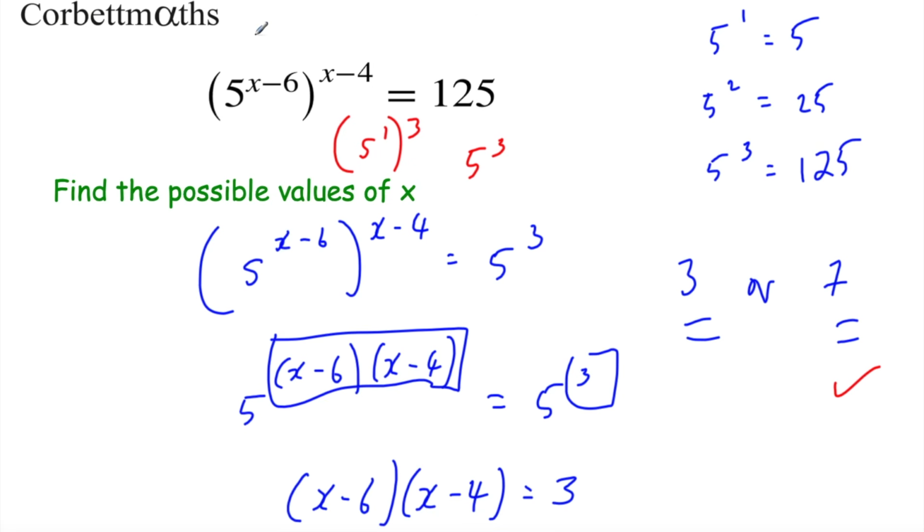In terms of 3, we'd have 5 to the power of 3 take away 6, which would be negative 3. And then we would do 3 take away 4, which is negative 1. And then if we times the powers together, negative 3 times negative 1 is equal to 3. So that'll be 5 cubed as well. So that means that 3 works as well. So that's it.